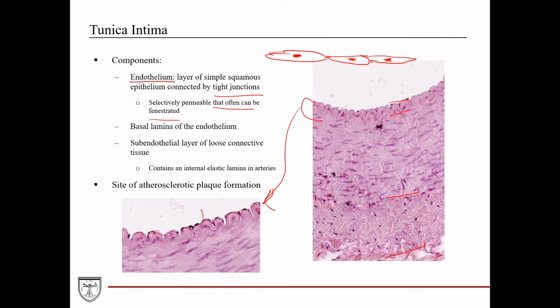Below the endothelium, just like many other epithelial layers, there's a basal lamina to help secure it in place and provide support. And then below that, there's a subendothelial layer of loose connective tissue. So this portion in here, before you get to this border here of the media, is all loose connective tissue, kind of loosely organized. And this contains the internal elastic lamina in arteries, which is a histological way to distinguish arteries from veins. And then the tunica intima is actually the site of atherosclerotic plaque formation, which we'll talk about in a little more detail in the clinical pearls section.